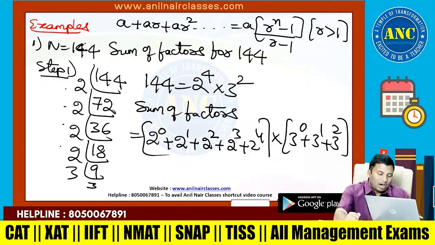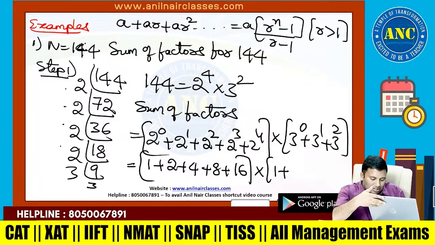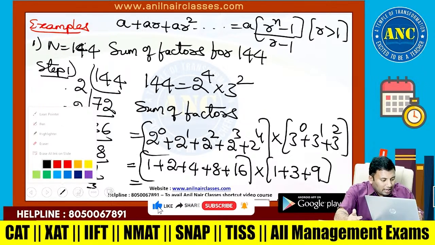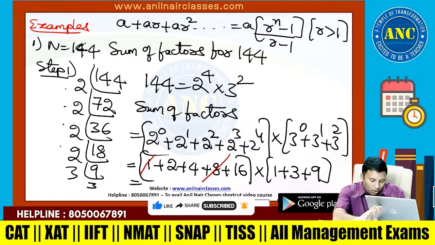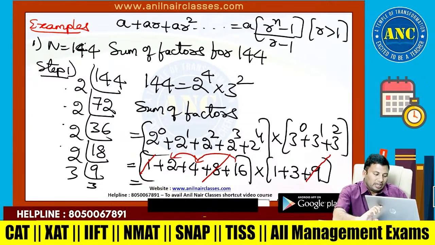Or if you are not comfortable with the GP series, 1 plus 2 plus 4 plus 8 plus 16 into 1 plus 3 plus 9. Whatever the answer is there, that is the answer. Please find it out. In case you don't want to do the answer, use the digital sum approach. 8 plus 1 is 9, over. These 9 over. 16 plus 4 is 20. 20 plus 2 is 22.